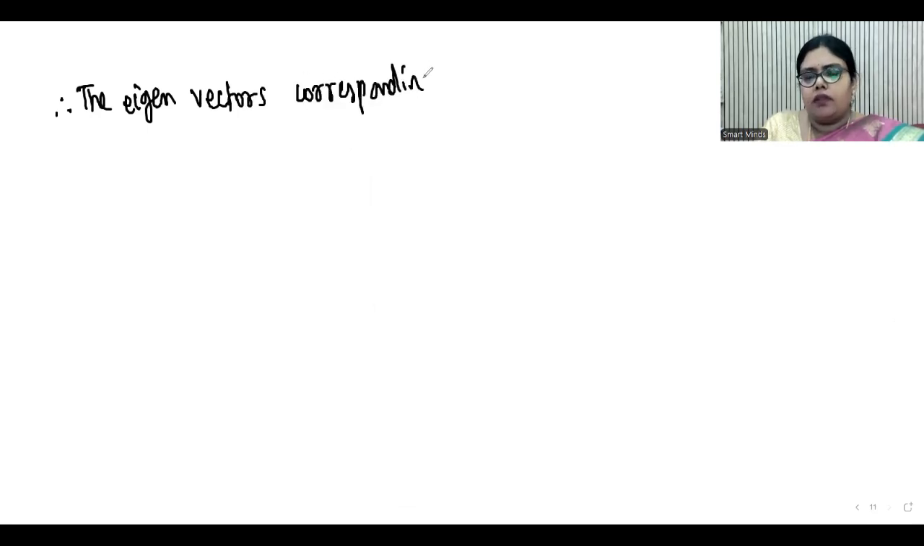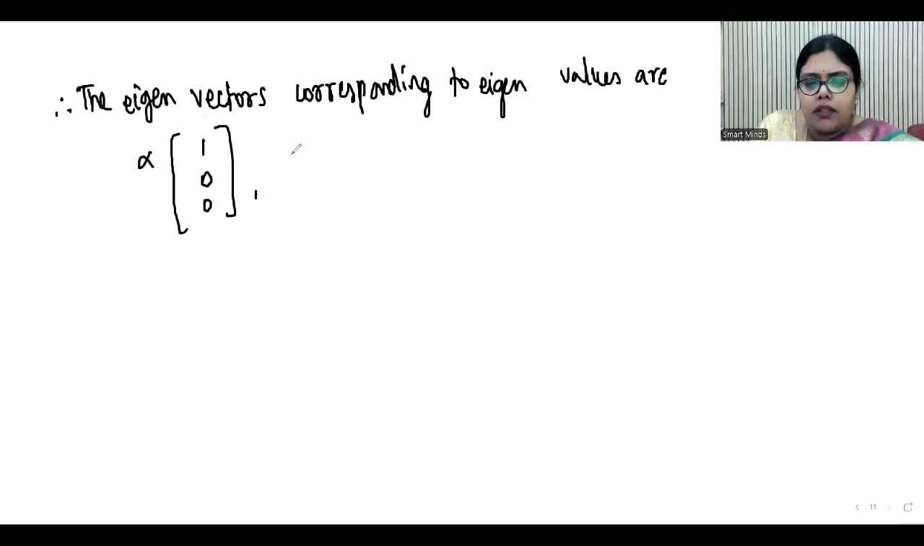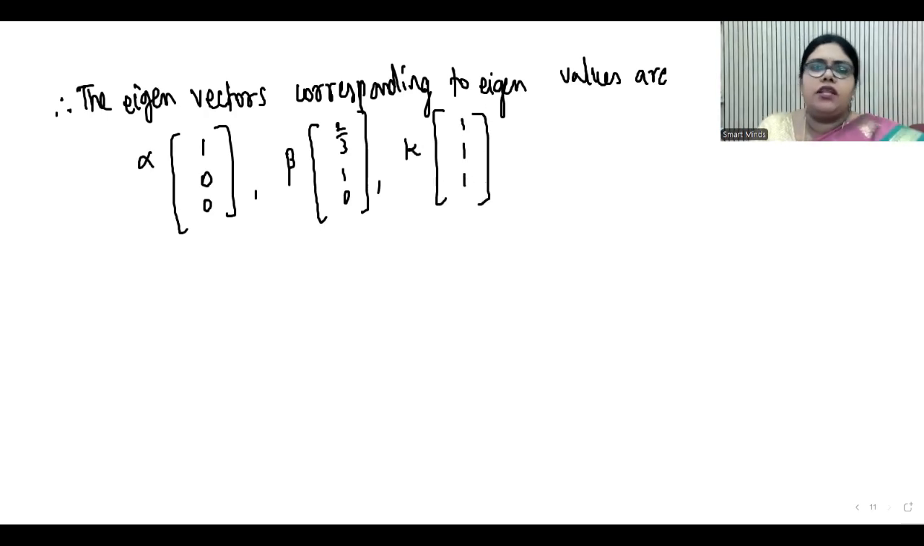So finally, let us conclude. What are the eigenvectors? We got 3 eigenvectors. The eigenvectors corresponding to the eigenvalues are alpha into 1, 0, 0, then beta into 2 by 3, 1, 0, and then k into 1, 1, 1. These are the 3 eigenvectors.